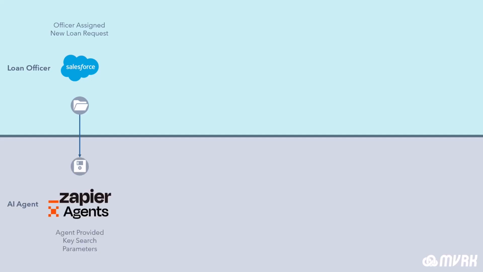In the top half of this, you're going to be seeing the steps that the loan officer goes through, and at the bottom, you're going to be seeing the Zapier steps that our agent goes through. This whole process kicks off whenever the officer is assigned a new loan request in Salesforce. That will automatically trigger a Zap to perform the search.